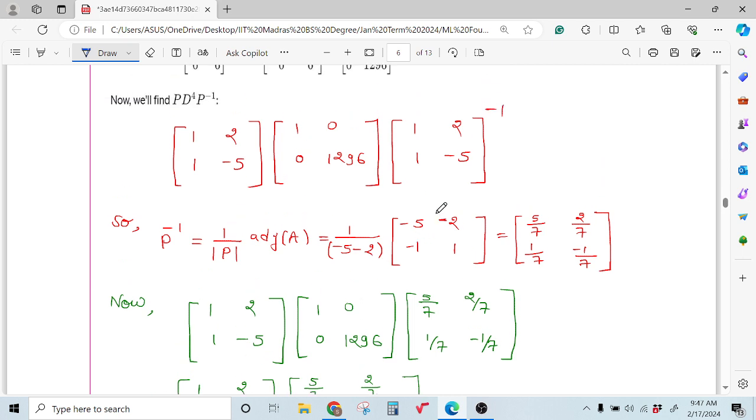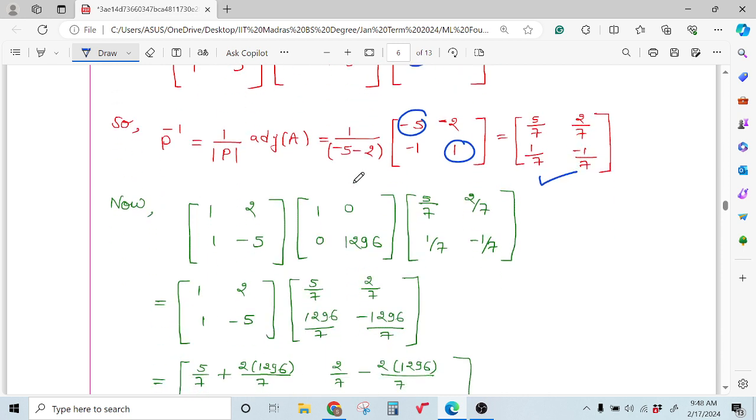Take the determinant, interchange the diagonal elements, and take the minus sign of the remaining elements. Minus 5 and 1 are interchanged here, and we have taken the minus sign of the remaining elements, and divided by the determinant. The adjoint of a 2 cross 2 matrix is directly calculated. This is a shortcut. You can verify this. And the determinant of matrix P is minus 5 minus 2. So we will directly write this and calculate the inverse of this matrix.